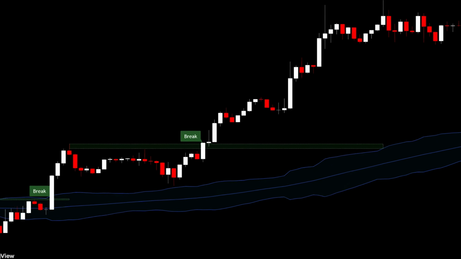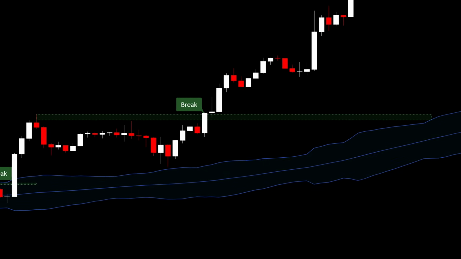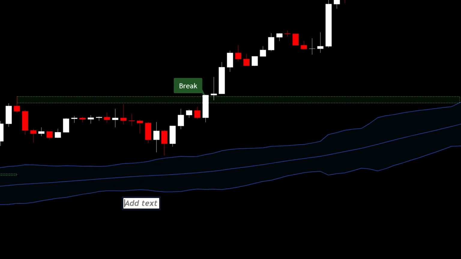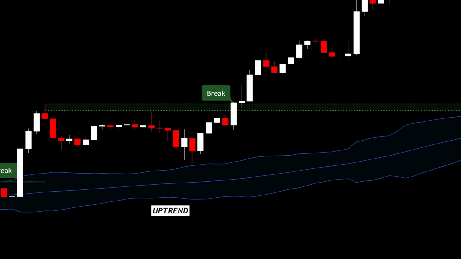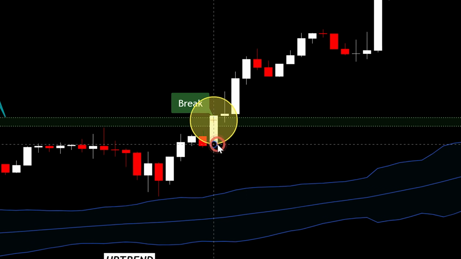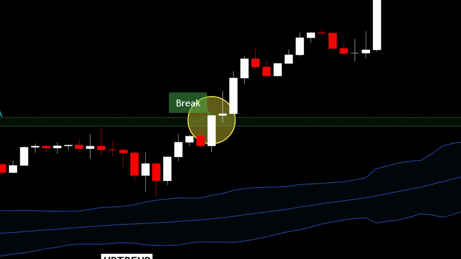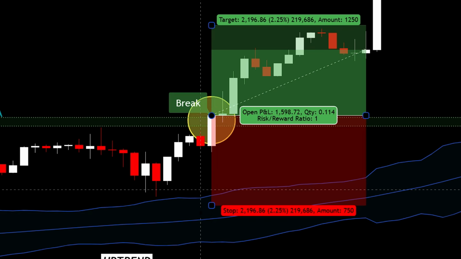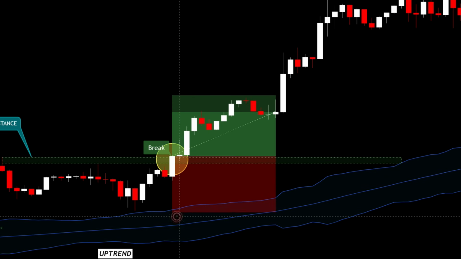Now check this example. Price is trading above the channel, so trend is up. The indicator marks a resistance zone. Price breaks through it, and that's a valid long signal. Same stop loss logic, same risk to reward ratio. And that's how I use the support and resistance with the Keltner channel to trade with the trend.